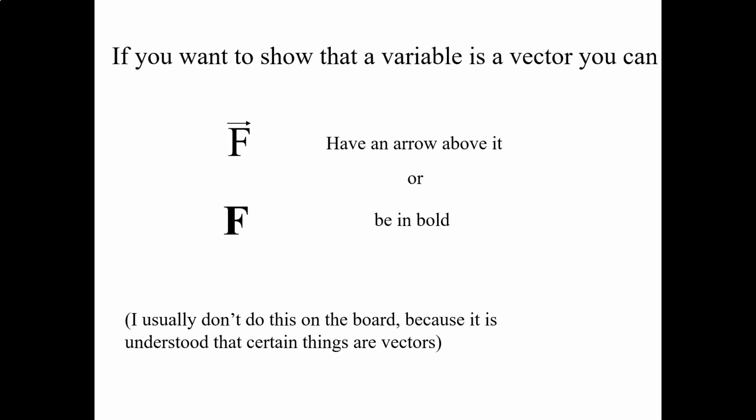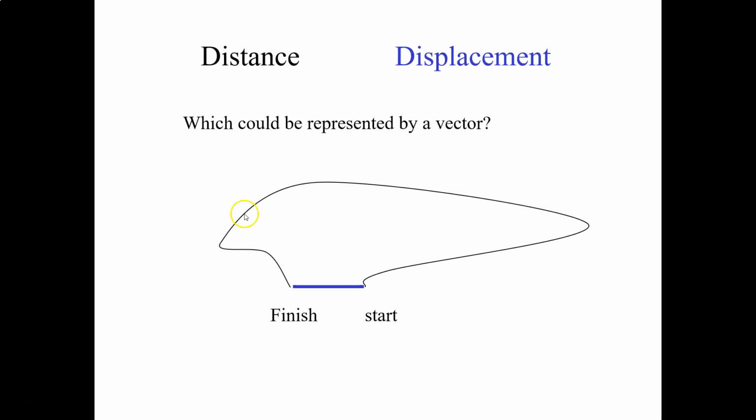So sometimes you'll see people wanting to specify that a certain letter, so F for force, is a vector, and they might draw an arrow on it. Sometimes in books that might be tricky to do, I guess. They just use a bolded F or a bolded whatever they want to represent as an arrow, as a vector. So I don't usually do this on the board. When we talk about vectors, it should be understood.